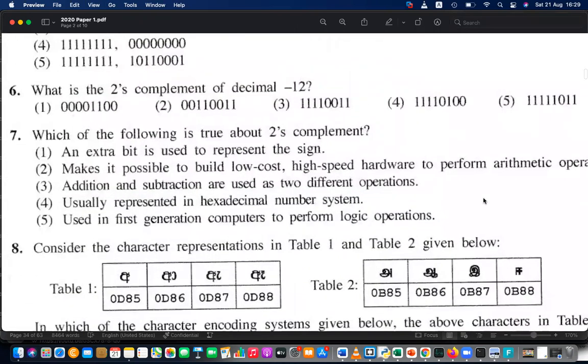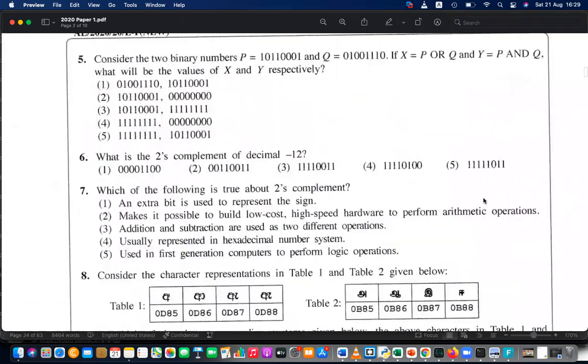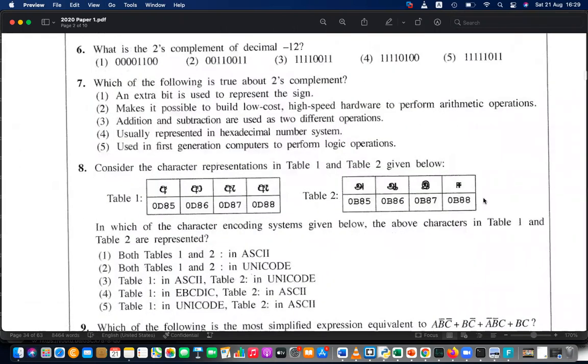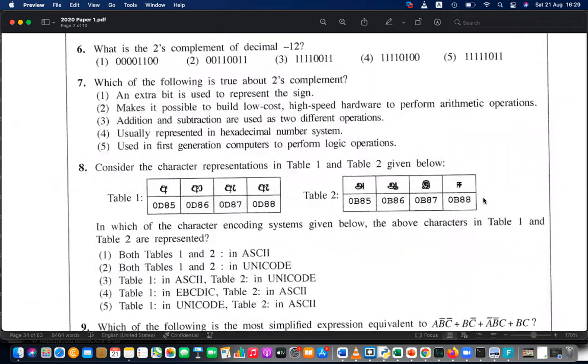What is the 2's complement representation of decimal number minus 12? Actually, I have given this, right? Okay, so what is the answer? The easy one, the 2's complement representation of minus 12. Yes? Answer 4. Correct or wrong? Is it answer 4?